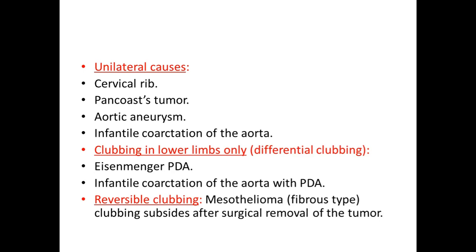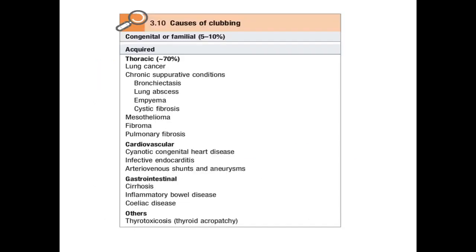Reversible clubbing: what are the causes of reversible clubbing? Mesothelioma, fibrous type. The patient will have subsidence of the clubbing after surgical removal of the tumor. As we noticed here, the commonest cause of clubbing is pulmonary, thoracic causes.